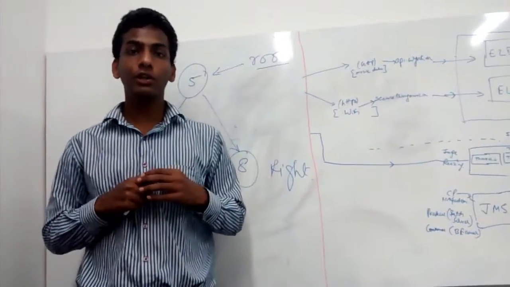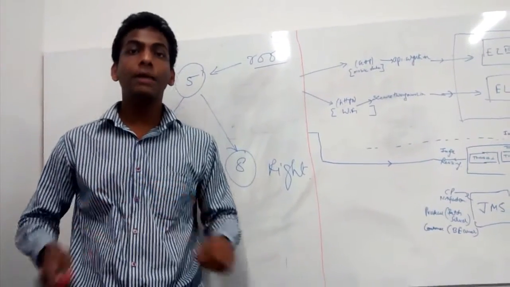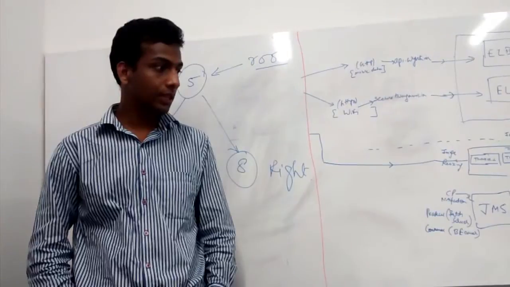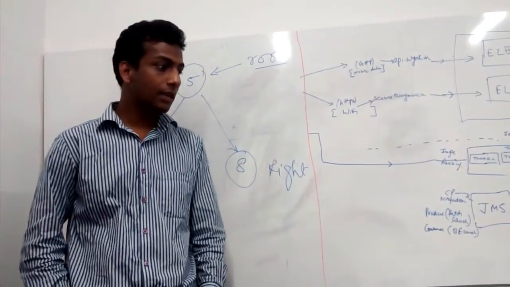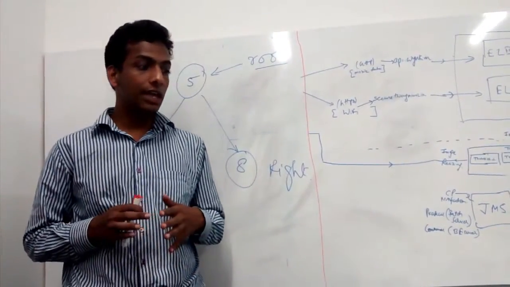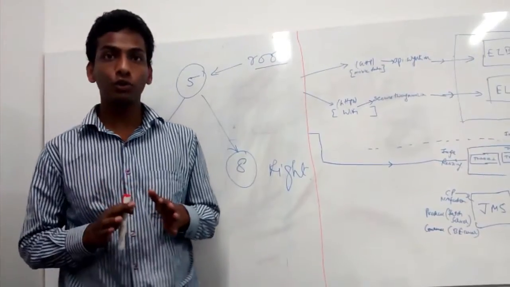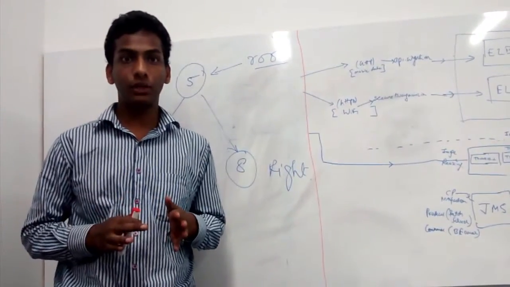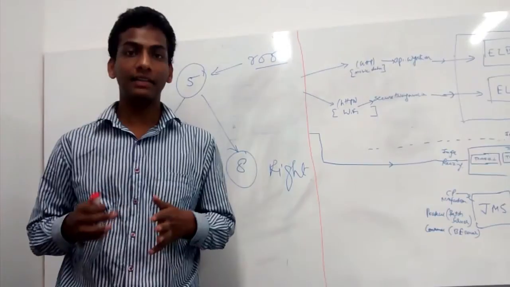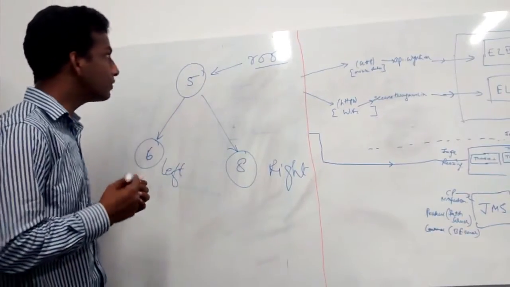So today we are going to discuss the differences between binary tree and binary search tree. So what's a binary tree? A binary tree is a data structure in which each node has at most two children. One is referred to as the left child and another as the right child. So we have an example over here.